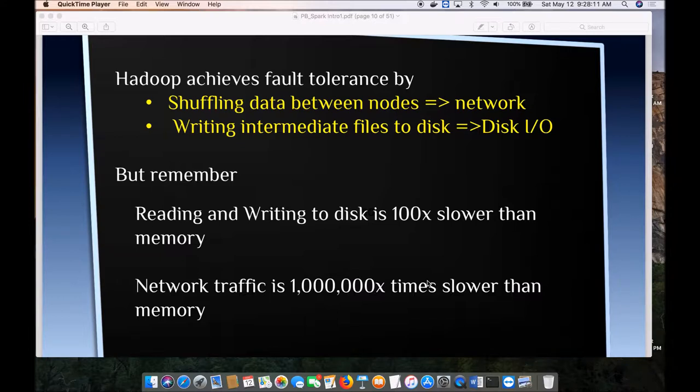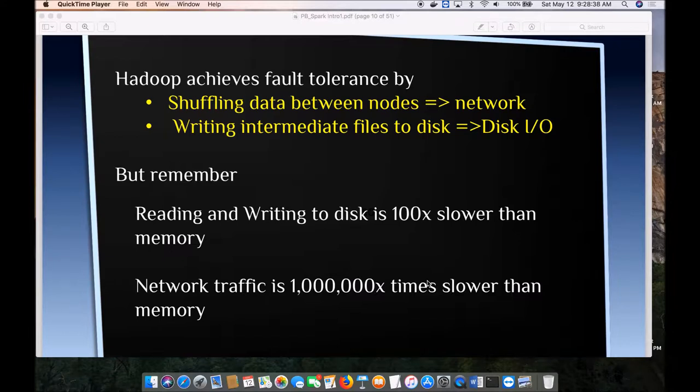Hadoop achieves fault tolerance by shuffling the data between the nodes. So what is involved inside that? If you want to shuffle the data between the nodes, network is involved. And just now in the previous slides, we have told that the biggest problem in the computations of distributed computing is about network latency, but Hadoop uses network.